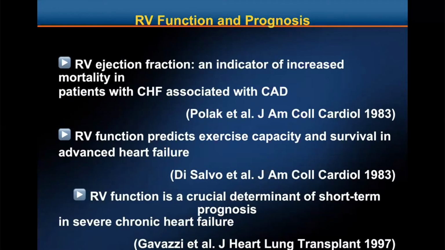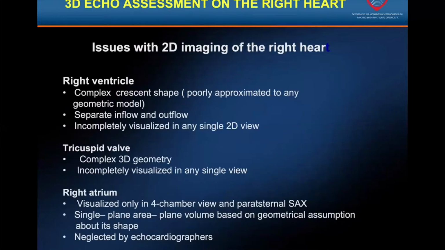And the right ventricle has prognostic significance in various clinical settings. The prognosis of some diseases, like patients with chronic heart failure and coronary artery disease, we could measure the right ventricle ejection fraction as an indicator of increasing mortality in this group. Right ventricle function could also predict exercise capacity and survival in advanced heart failure. This is the study from Professor Di Salvo. Also, right ventricle function is a very crucial determinant of short-term prognosis in severe chronic heart failure.